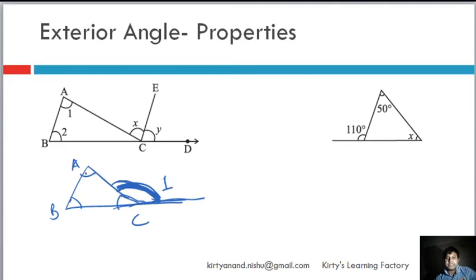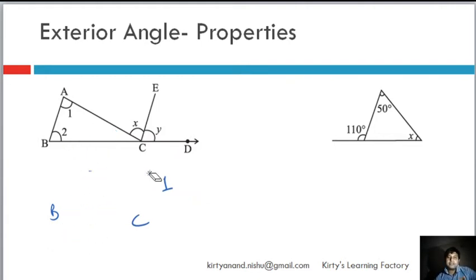Similarly, if I extend this line AB, then this is an exterior angle. If I extend this line AC in this direction, then this is an exterior angle. If I extend this line in this direction, then this is an exterior angle. So that's how we define the exterior angle of a triangle.